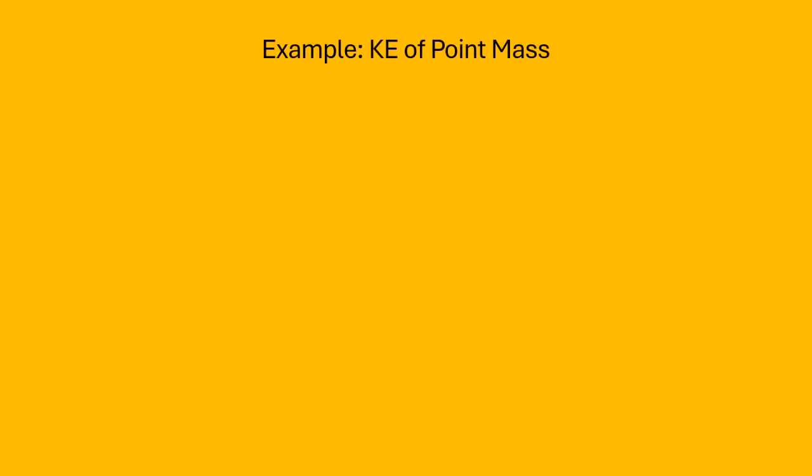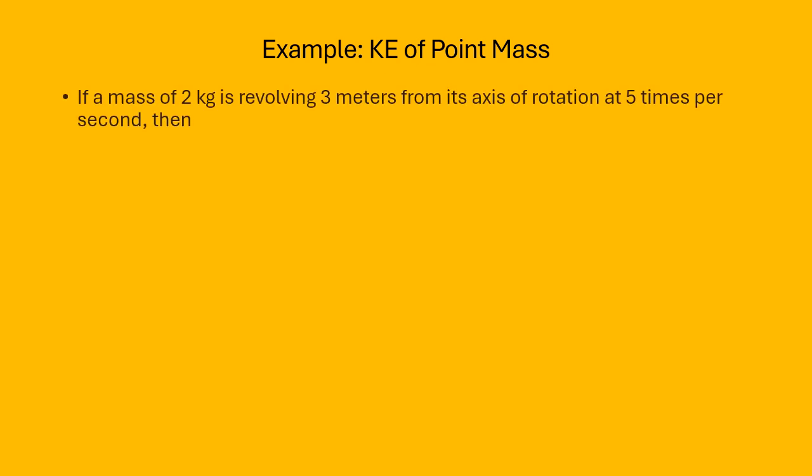Let's look at an example of the kinetic energy of rotation of a point mass. Let's suppose we have a mass of 2 kilograms and it's revolving 3 meters from its axis of rotation at 5 times per second. In that case, omega is going to be 10 pi radians per second. You're going around 5 times, which is 5 times 2 pi radians. So omega equals 10 pi radians per second.